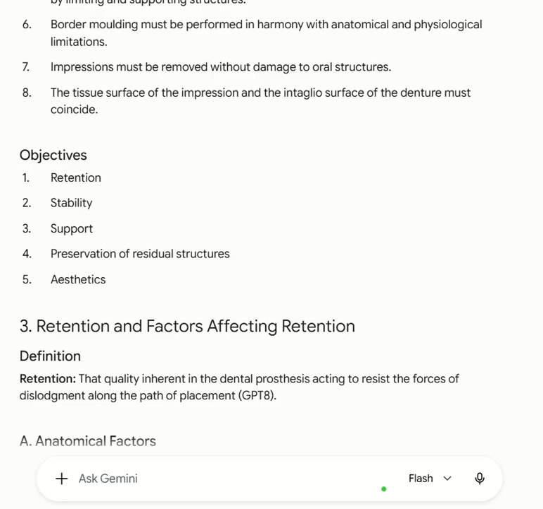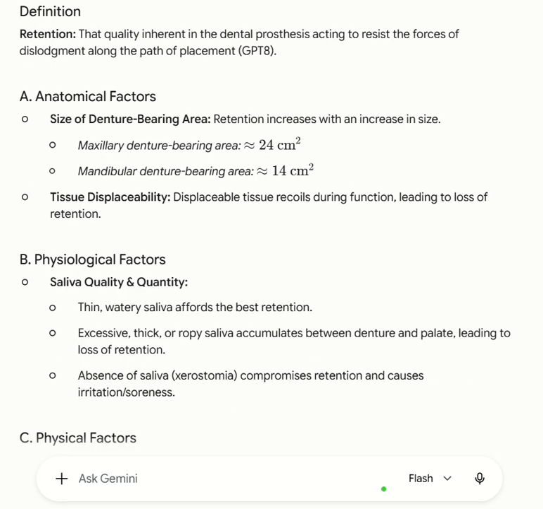Objectives: retention, stability, support, preservation of residual structures, aesthetics. 3. Retention and factors affecting retention. Definition. Retention: that quality inherent in the dental prosthesis acting to resist the forces of dislodgement along the path of placement, GPT-8. A. Anatomical factors.